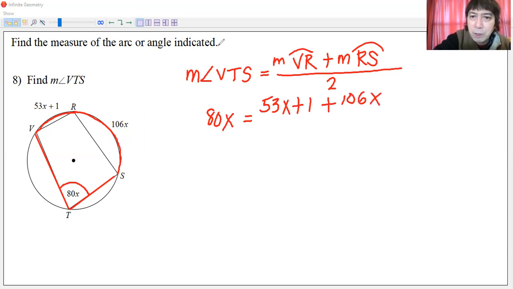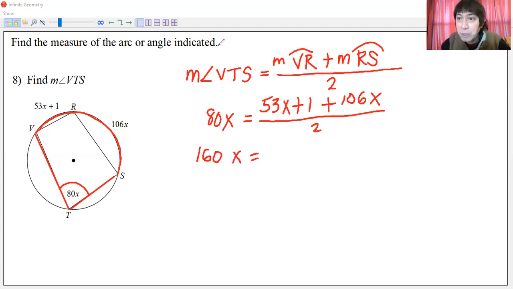And then this is to be divided by 2, like that. And so we can combine like terms, or we can do it all together times 2 first. Okay, this is one piece. If we multiply by 2 right away, the left side becomes 80 times 2, that's 160x. So we will have something like 160x.